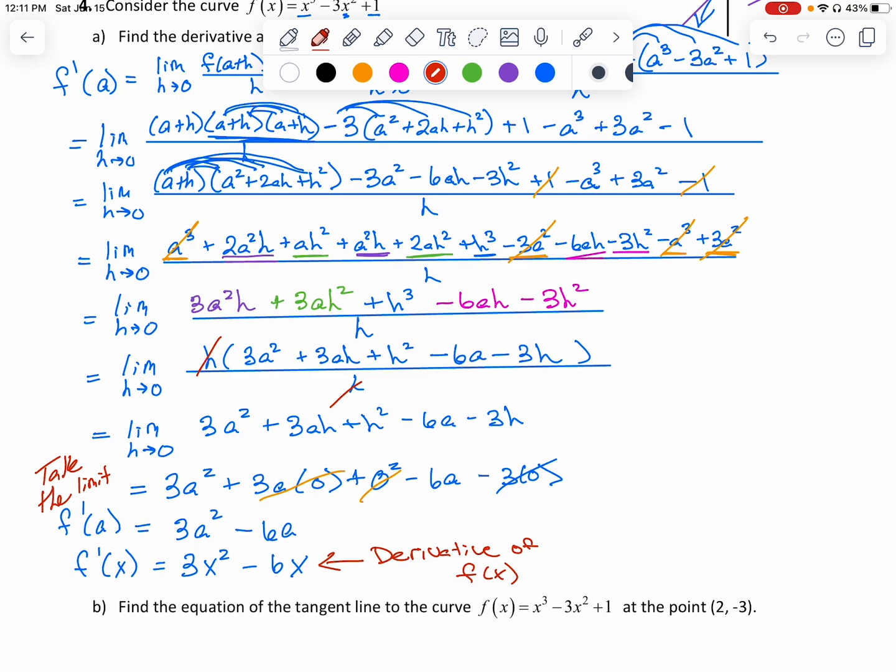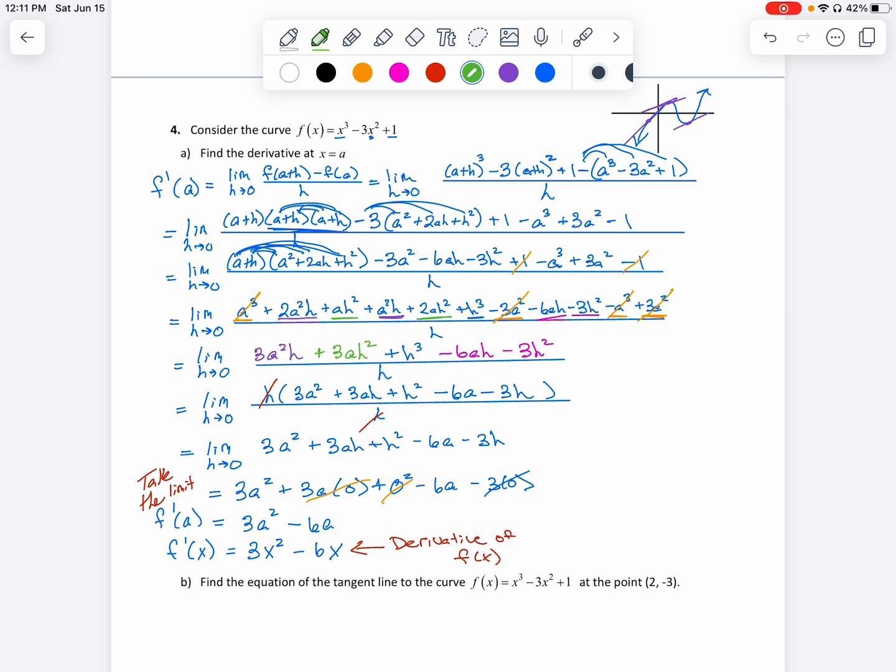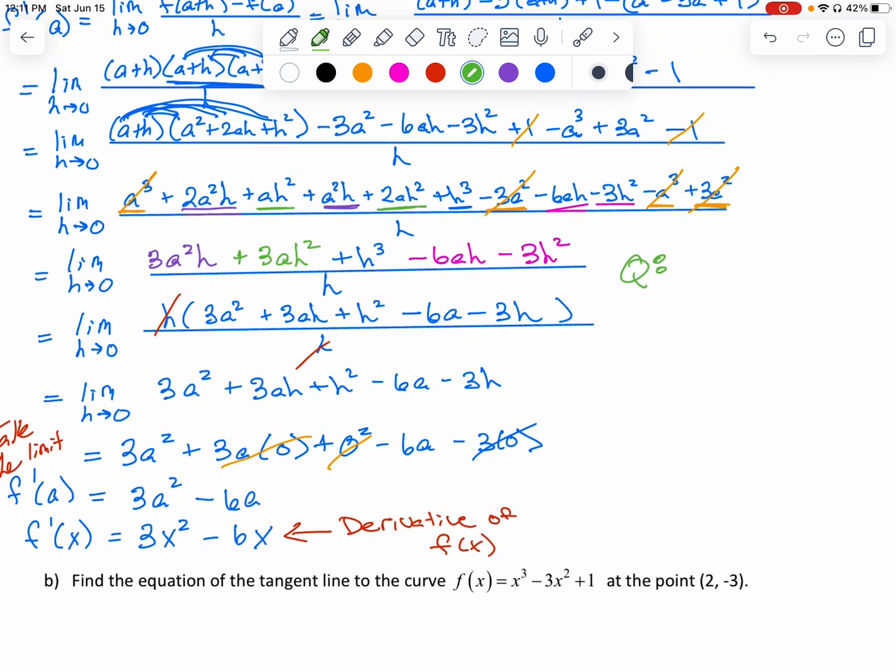Now let me ask you a question. Let's think about something. Why isn't that a line? Isn't the equation of the derivative of a function a tangent line? So shouldn't it be in y equals mx plus b form? My answer would be no, not quite. It's the slope of the tangent line, not the actual tangent line itself.